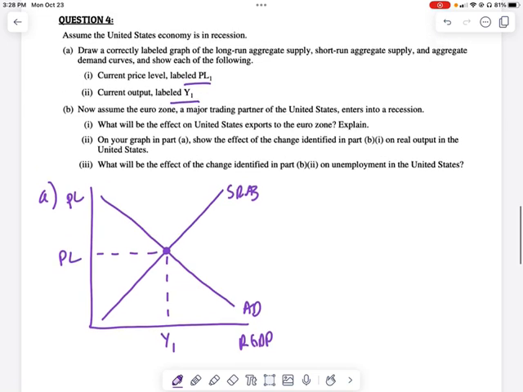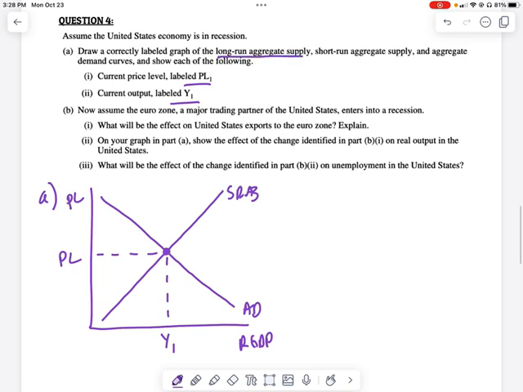And we also are instructed to put the long run aggregate supply, but they haven't given me a label to put there. It's pretty safe to say that you could do YF for full employment. And that is something that's always going to be correct if you're doing an inflationary gap or a recessionary gap. So now I'm showing that this economy is in a recession, starting from one of those 3 places to be.